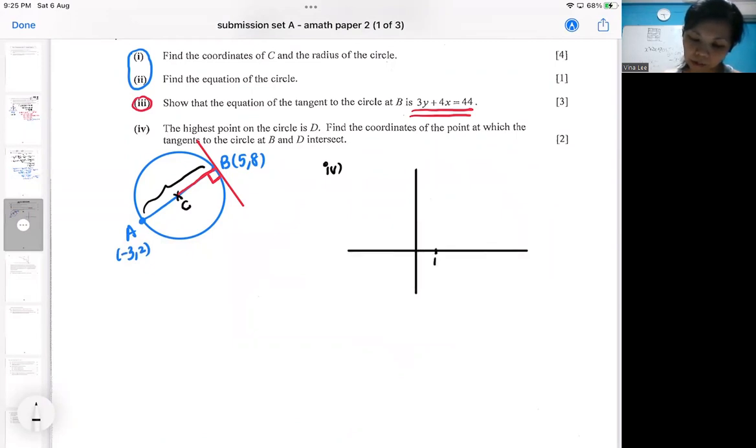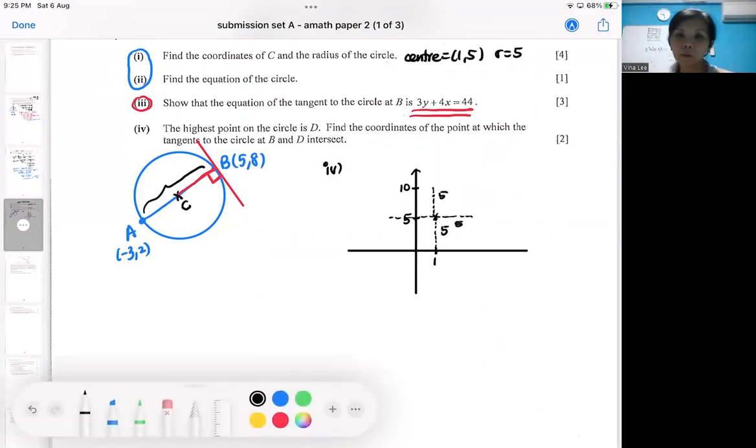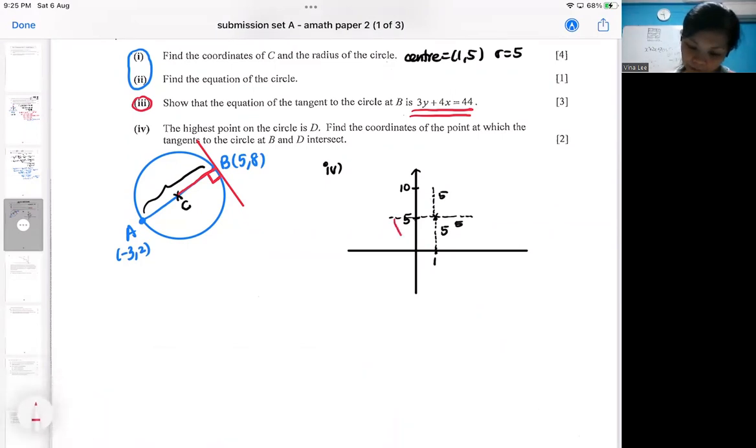So something like 1 unit, 5, 10. That is the center, 1, 5. The radius is 5, so I'm going to draw the circle. This one is 5 units, this one is 5 units, this one is also 5 units, so left, right, 5 units. My 5 units are not very consistent. If you do a radius of left, right, 5 units, up, down, 5 units, your circle becomes something like this.